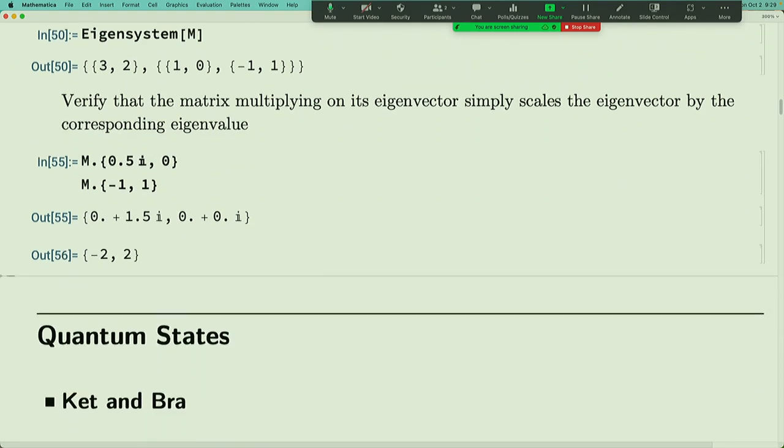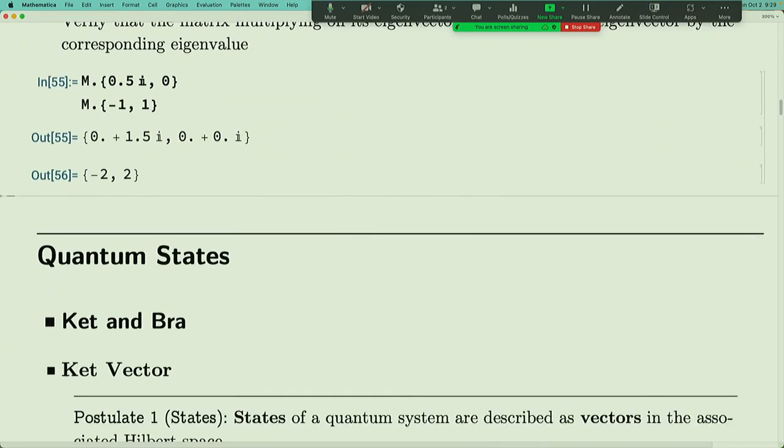For that reason, usually people want to normalize the vector and make the eigenvector unit length. Maybe there's some convenience associated with that. Okay, so this is how you find the eigenvalues and eigenvectors of a system.